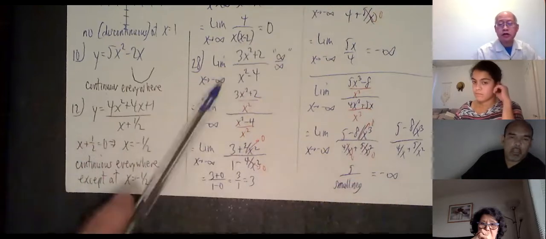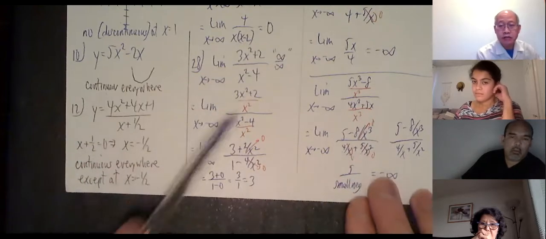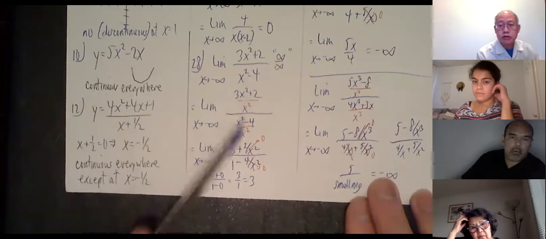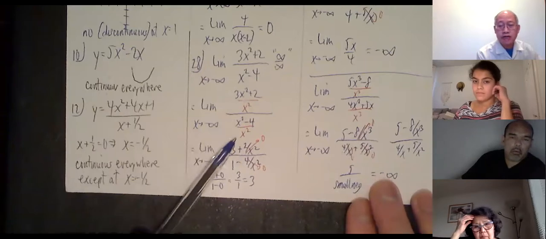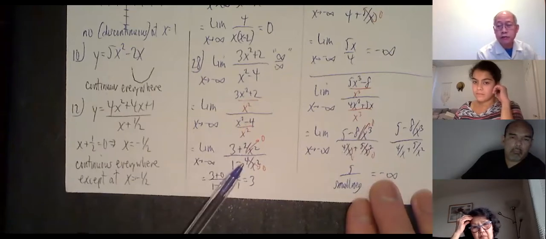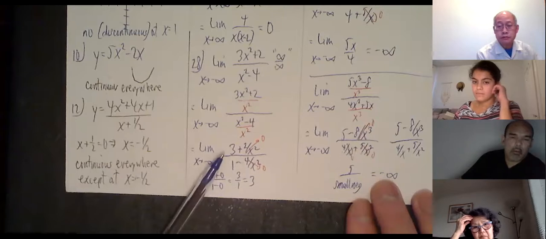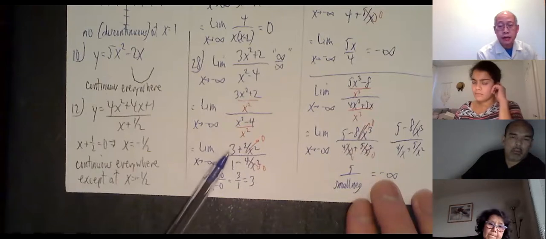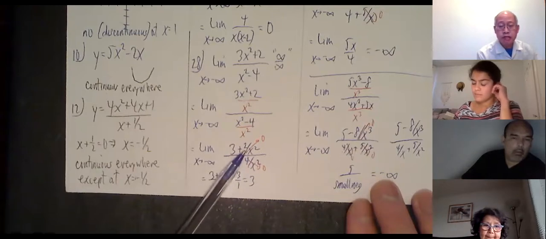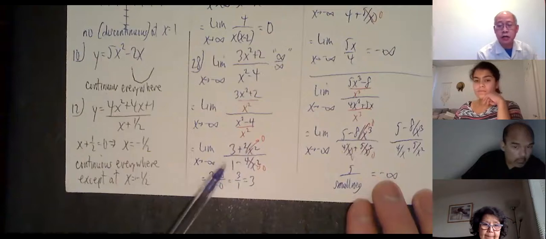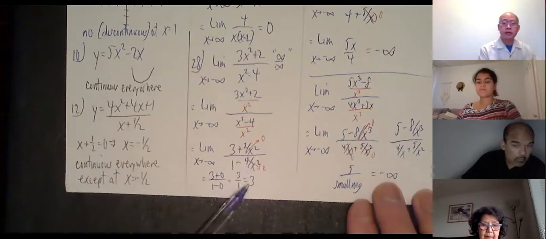You basically have 4 divisions. 3x squared divided by x squared is 3, plus 2 over x squared. x squared divided by x squared is 1, and then minus 4 over x squared. That's it. And now when x approaches negative infinity, this is 3 plus nothing divided by 1 minus nothing, and so the answer is 3.